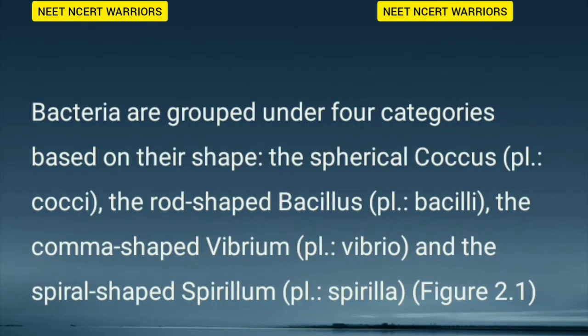Bacteria are grouped under four categories based on their shape: the spherical coccus, plural cocci; the rod-shaped bacillus, plural bacilli; the comma-shaped vibrio, plural vibrios; and the spiral-shaped spirillum, plural spirilla. You can see all of these in Figure 2.1.